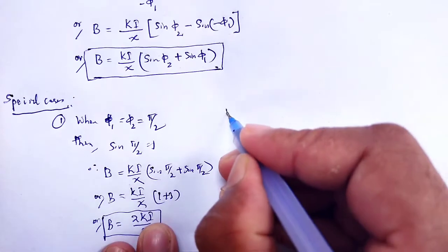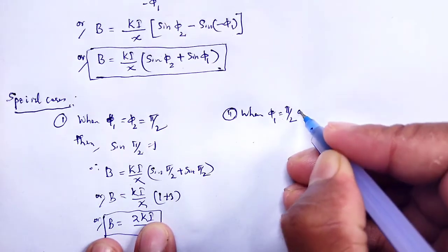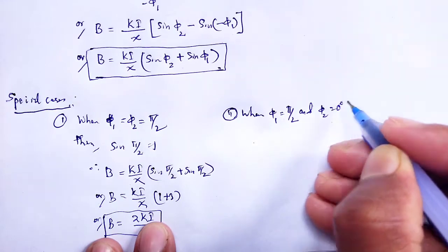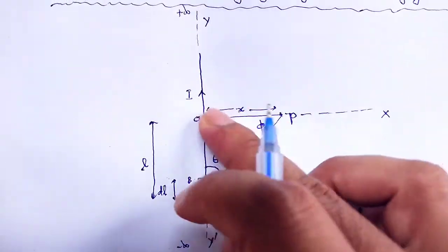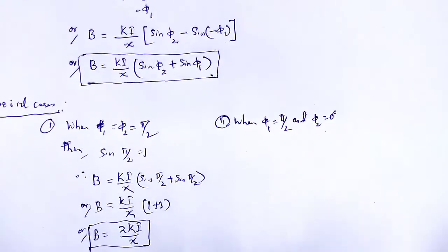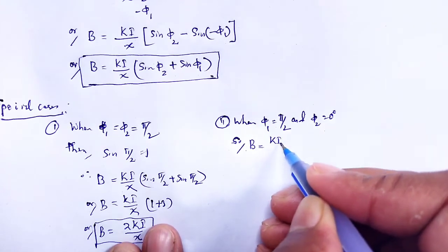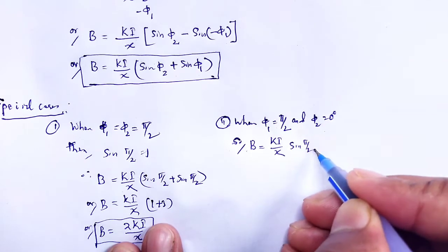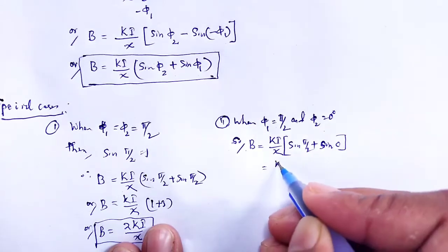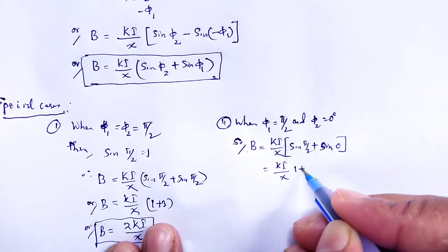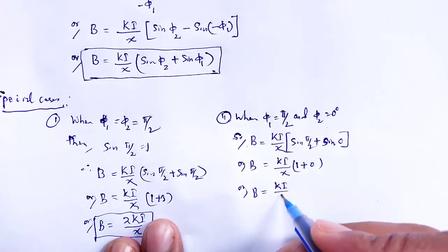Another special case: when phi 1 is equal to pi by 2 and phi 2 is equal to 0 degree, phi 1 at 90 degrees but phi 2 at 0 degree. In that case the magnetic field strength B is equal to K I by X times (sin pi by 2 plus sin 0), that is 1 plus 0. So field strength B is equal to K I by X.